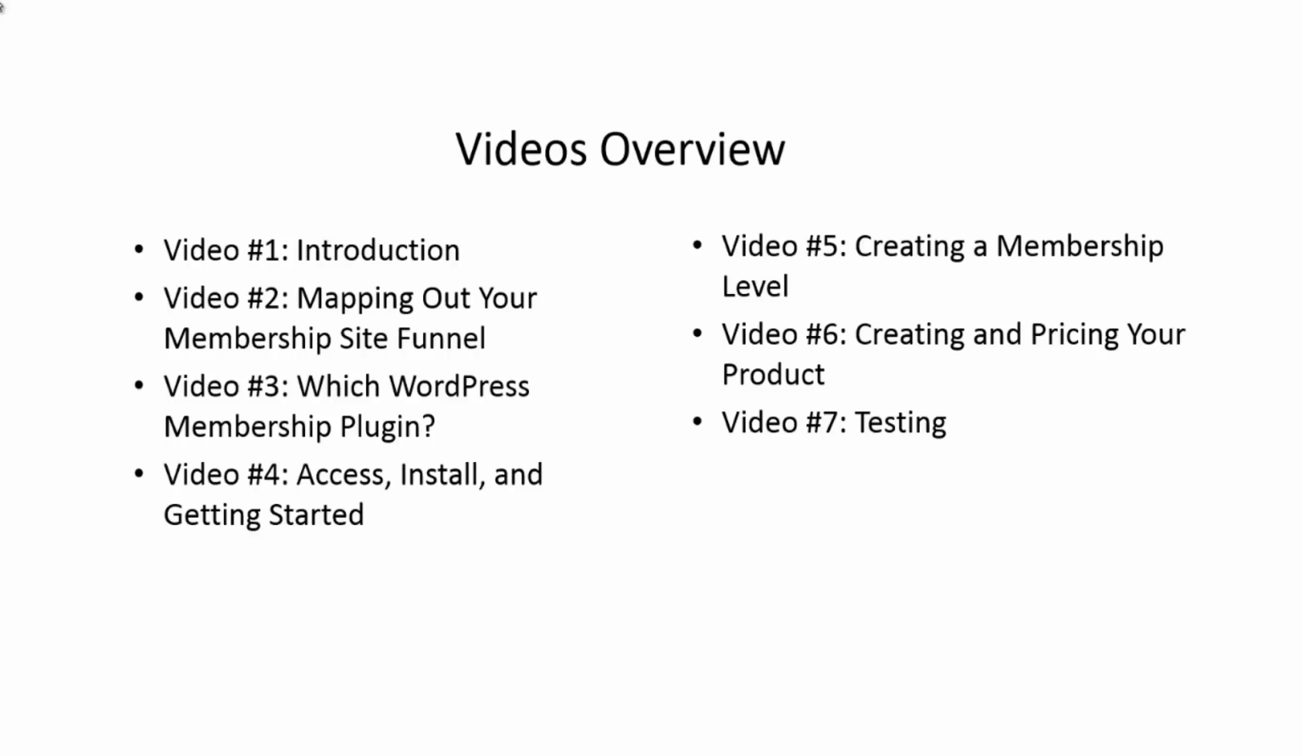And of course, in video number 6, we'll talk about creating products and of course, pricing your products within the WooCommerce store. In other words, you're going to be able to connect the memberships into an actual product. So if somebody buys that product, they can get access to that specific membership level. And of course, last but not least, video number 7, we'll talk about testing. How do you go about making sure that you have everything correct, it's going to work, and you've spent all that time and it actually works.